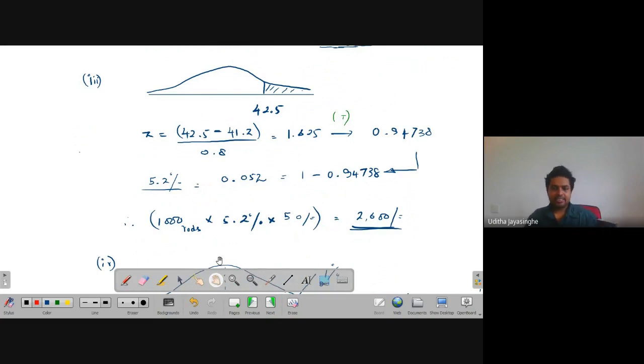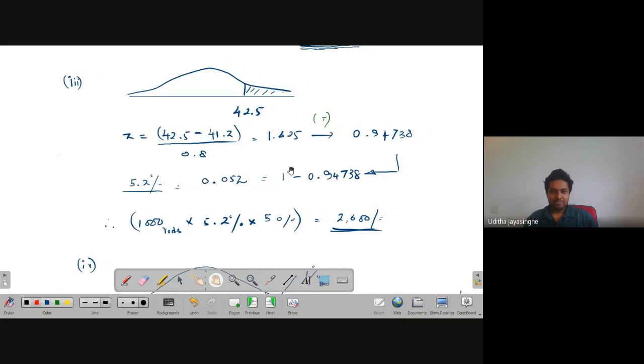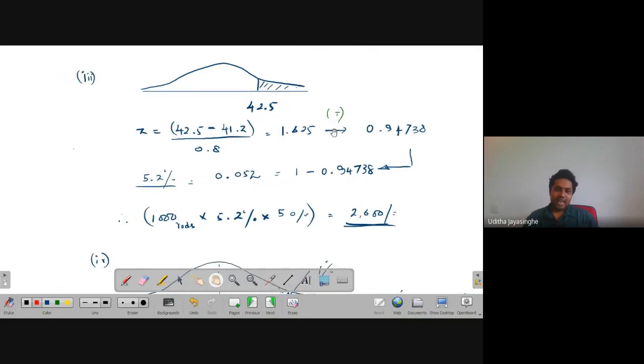So if this particular rod is now more than 42.5 millimeter, now we are going to recycle it. Now this 42.5 millimeter margin, if I can calculate what is the percentage of approximately production that is going to be more than 42.5, what I can calculate is what my recycling income or the cost is going to be.